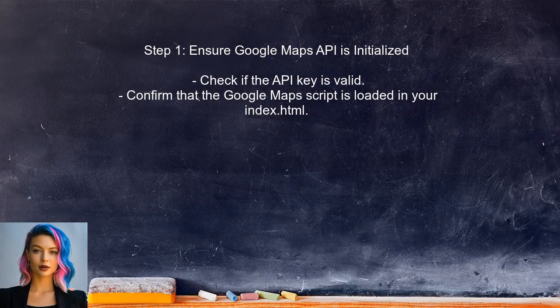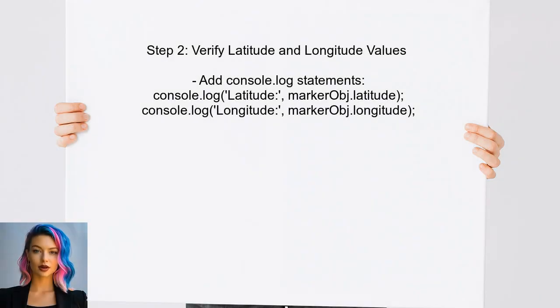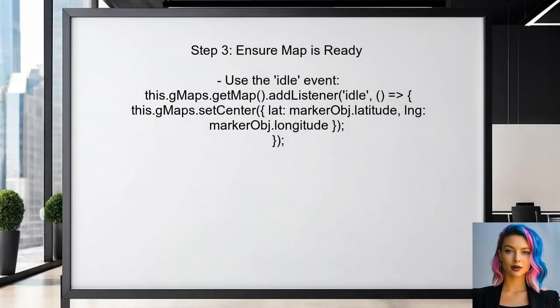To address the issue with the setCenter method not working, the user should first ensure that the Google Maps API is properly initialized. This is crucial for the map to function correctly. Next, the user should verify that the latitude and longitude values being passed to the setCenter method are correct. This can be done by logging these values before calling the method. After confirming the values, the user should check if the map instance is ready before calling setCenter. This can be done by using the map's idle event to ensure it is fully loaded.